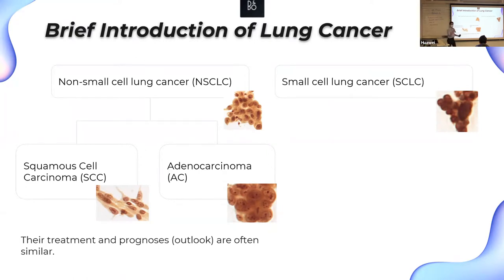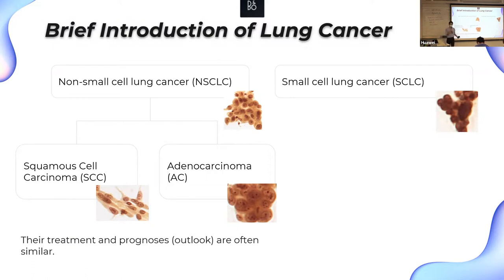Another one is adenocarcinoma. These two types of cells can sometimes be easily identified by the pathologist, but not always. Sometimes the pathologists themselves have problems identifying these types of lung cancer cells, which means it may be SCC or maybe AC, but I don't know if it is SCC or AC. If the pathologists cannot determine whether it's SCC or AC, they will just label it as non-small cell lung cancer.